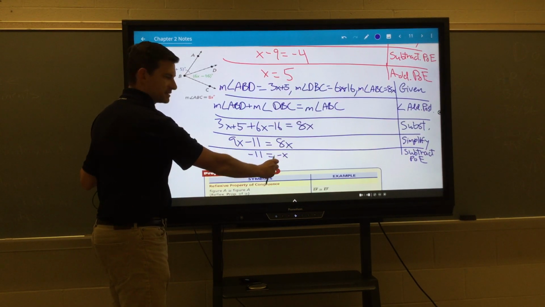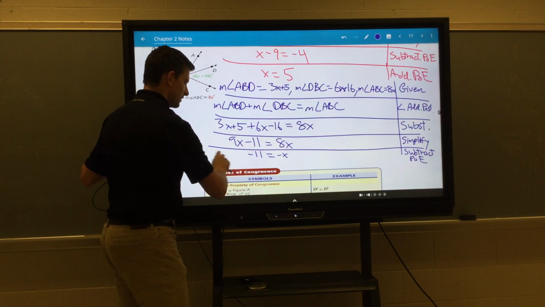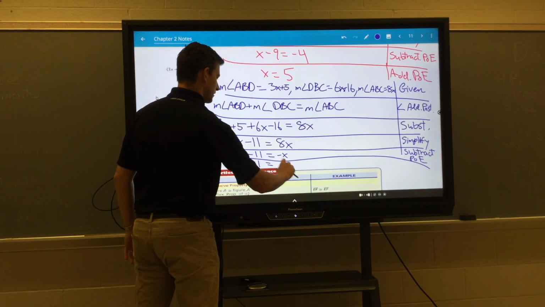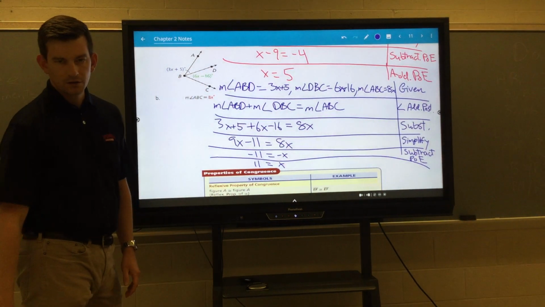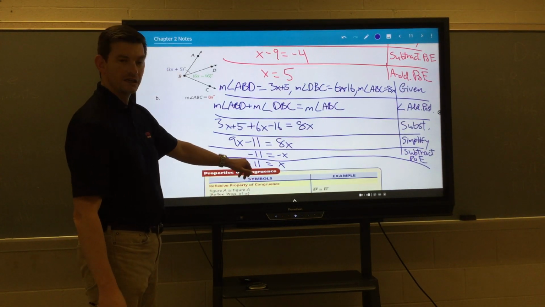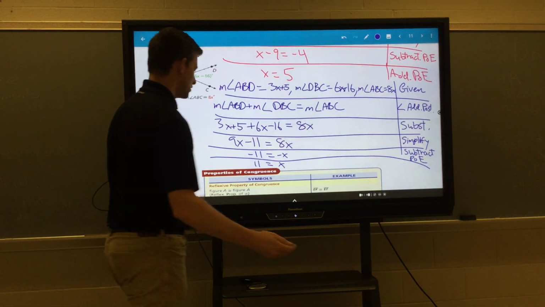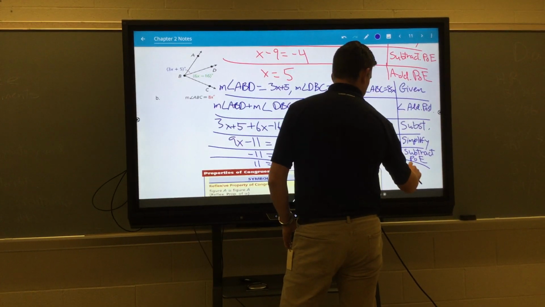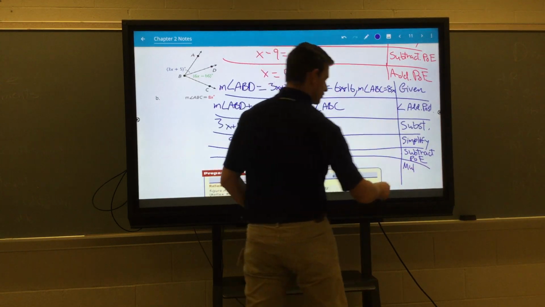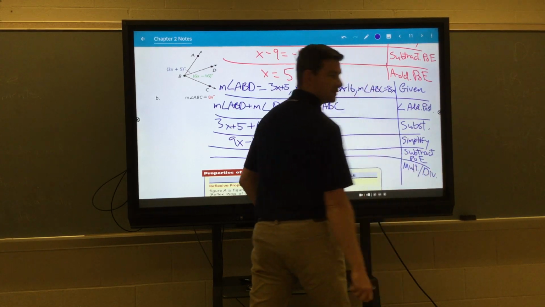Some people don't like to have that negative in front of the x, but it's fine because now to get this x by itself, negative 11 equals negative x, well, that means that positive 11 equals positive x. We have either divided both sides by negative 1, or we've multiplied negative 1 to both sides. Take your pick. This could be either multiplication property of equality or division property of equality.